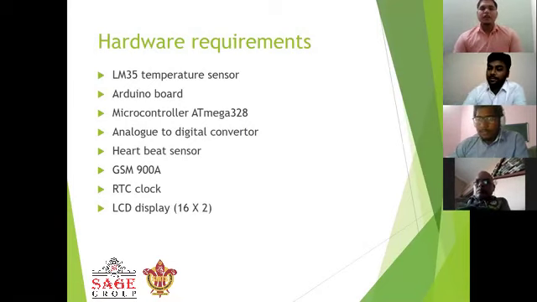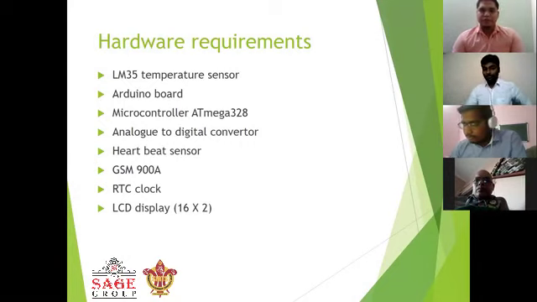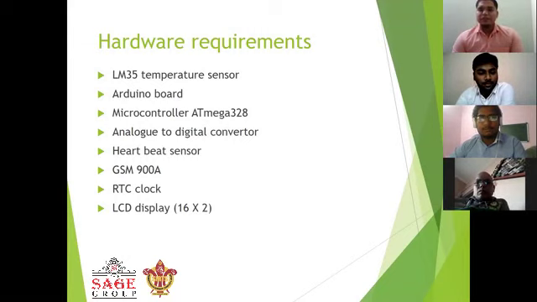Good afternoon, sir. I am Aditya Tiwari. Sir, our hardware requirements which we are using are the LM35 temperature sensor, Arduino board, microcontroller, which is ATmega328, and one microcontroller for analog to digital converter. Because the pulse sensed will be in the analog form, and we will convert it to the digital form for better understanding of the doctor as well as the patient.